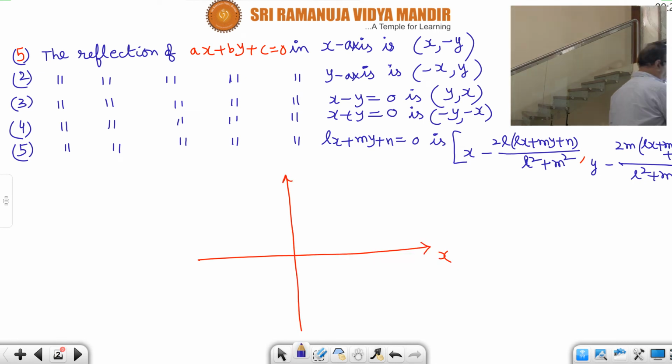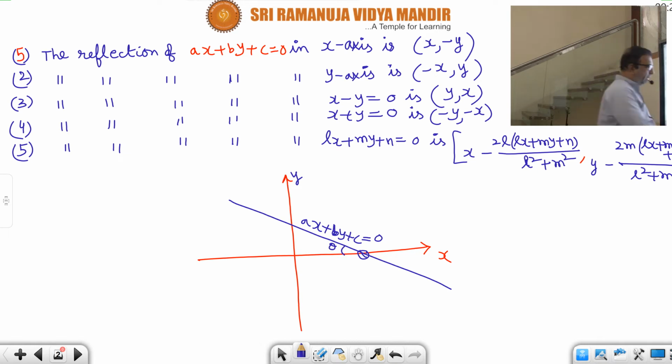So this is the line ax plus by plus c is equal to 0. Its reflection we want in the x-axis, is it not? So where is it cutting the x-axis? At this point. It is cutting the x-axis at this point P and making an angle theta above the x-axis.